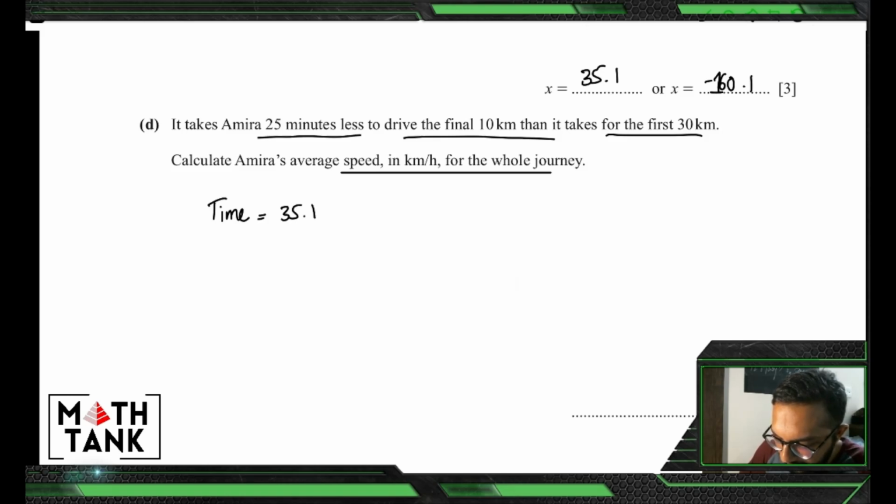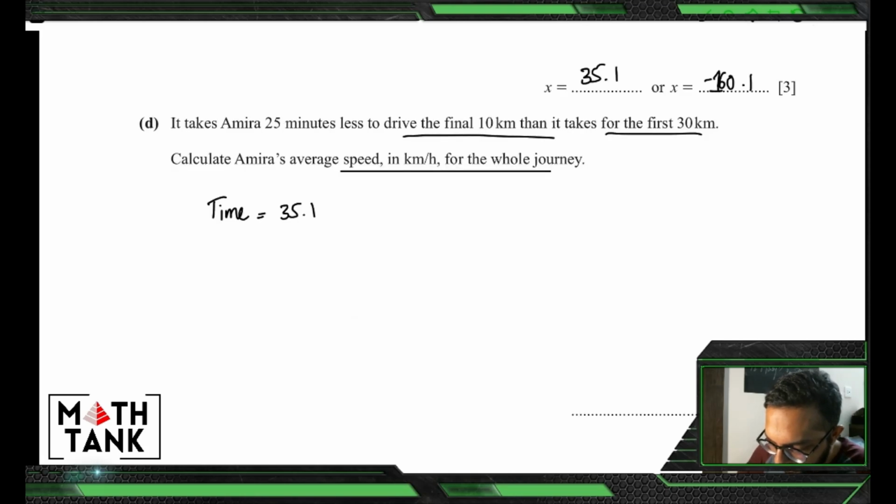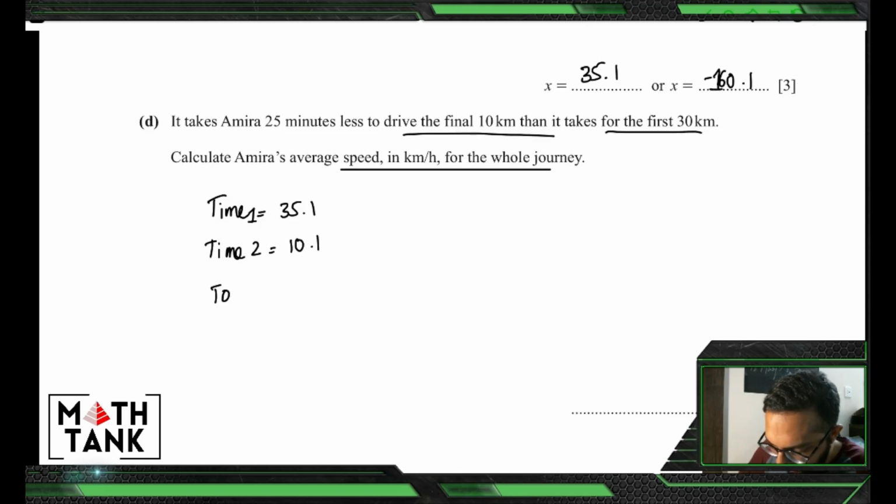It says it takes Amira 25 minutes less to drive the final 10 kilometers. So that's time 1. Let's call that time 2. If I subtract 25, I get 10.1. So what is the total time? The total time is 45.1.